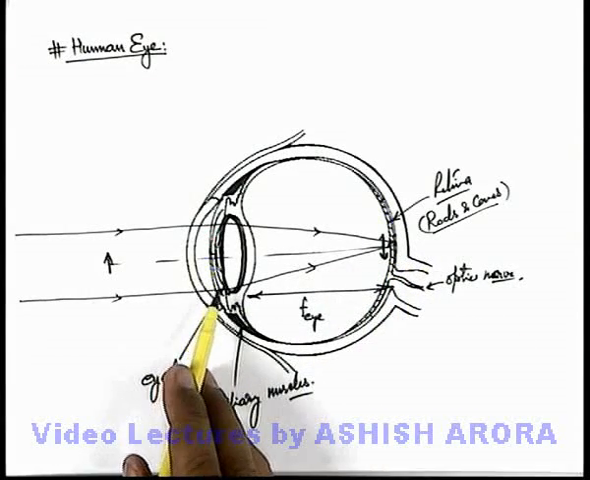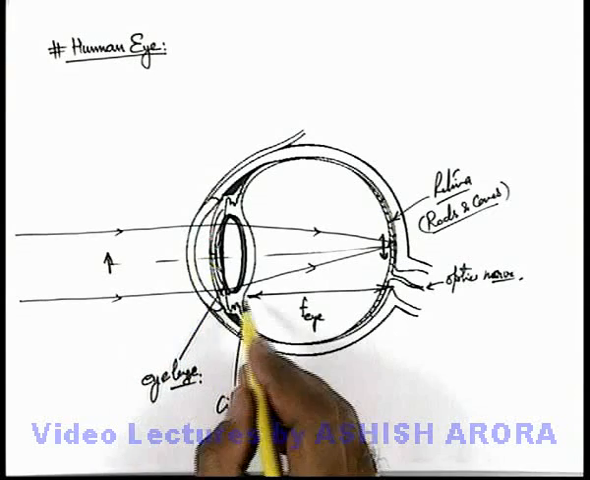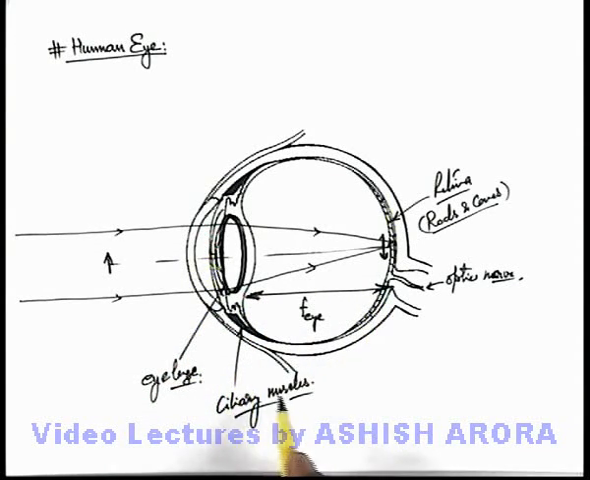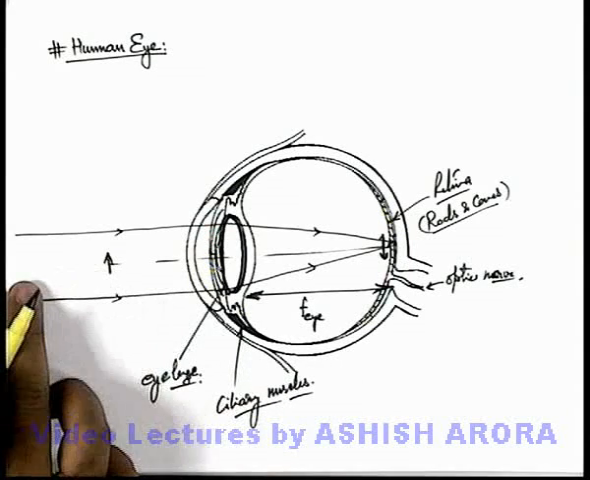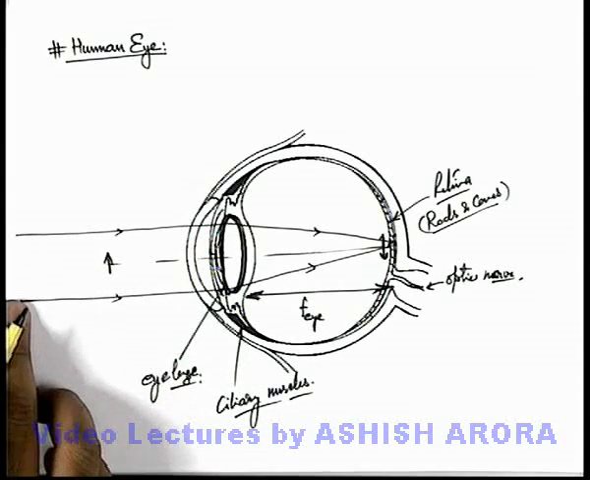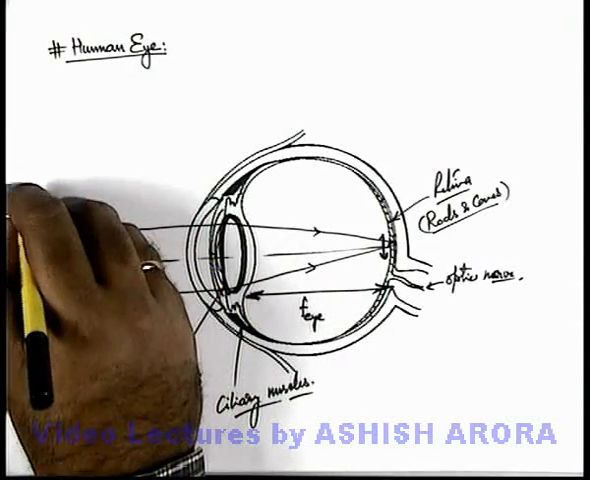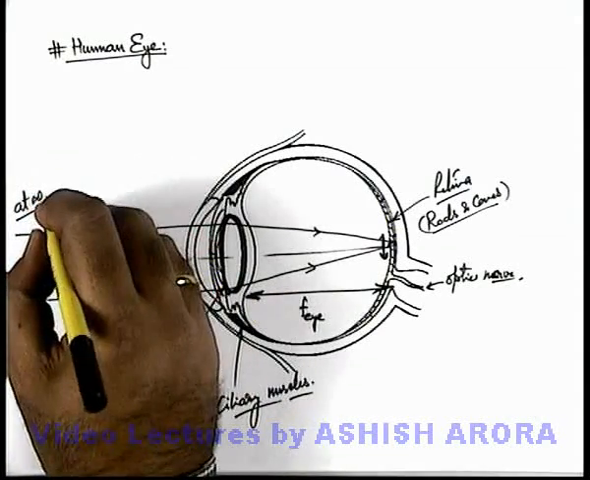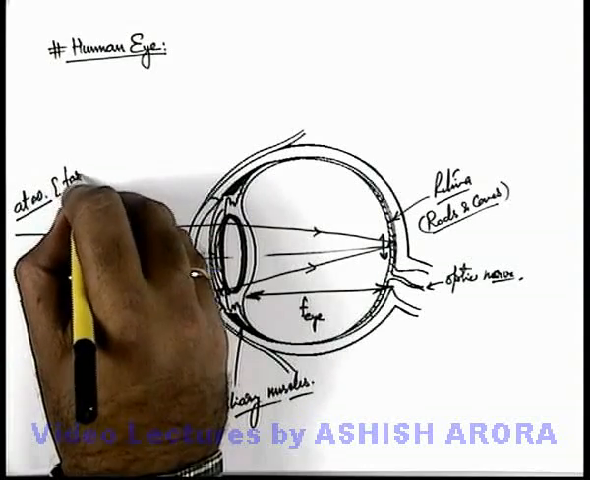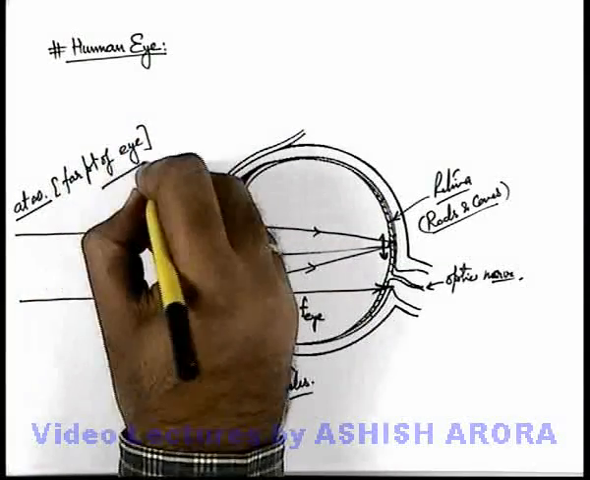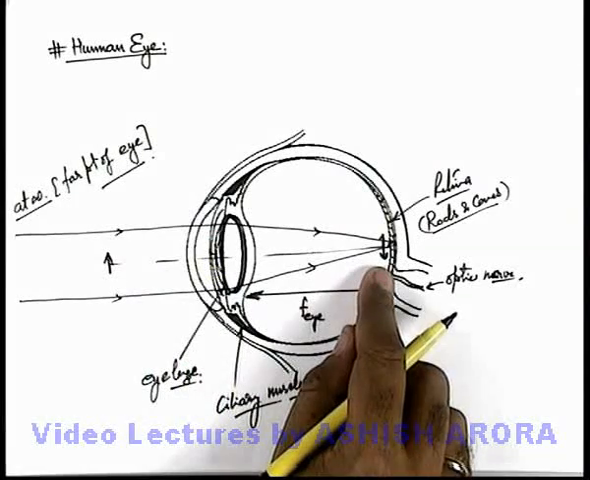Now the important thing to be understood here is that the focal length of the eye can be adjusted by straining the ciliary muscles. So when the object is located at a far away distance, we see that the eye is relaxed. So at infinity, when the object is placed, this is called the far point of the eye, for which in the relaxed state the eye is able to produce the image at the retina.